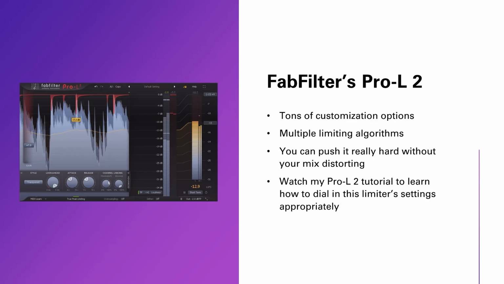FabFilter's Pro L2 is the limiter that a lot of people use. It has tons of customization options and multiple different limiting algorithms that you can choose from. You can push this limiter really hard without it distorting, and if you want a professional quality mastering limiter, this is what I recommend you get.